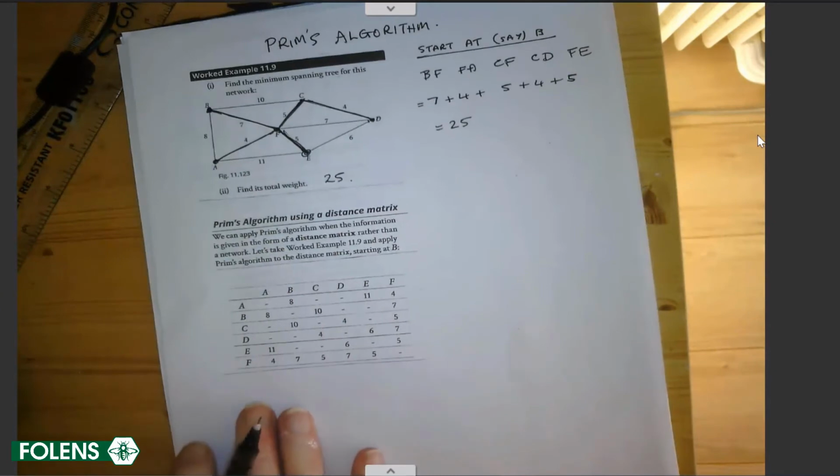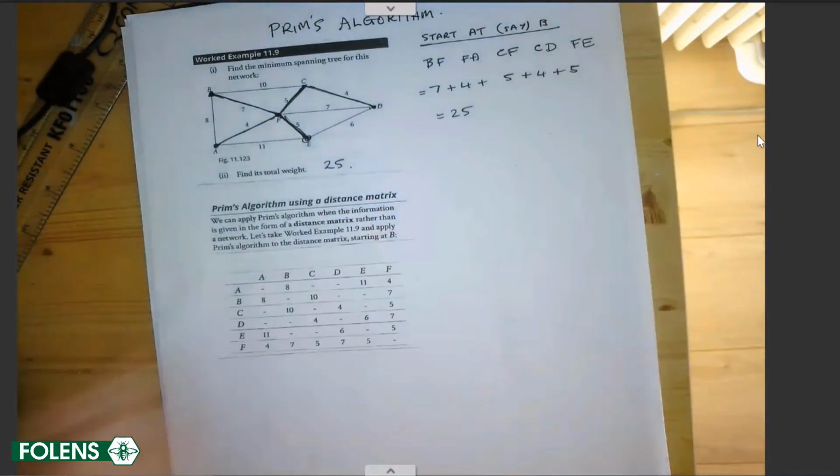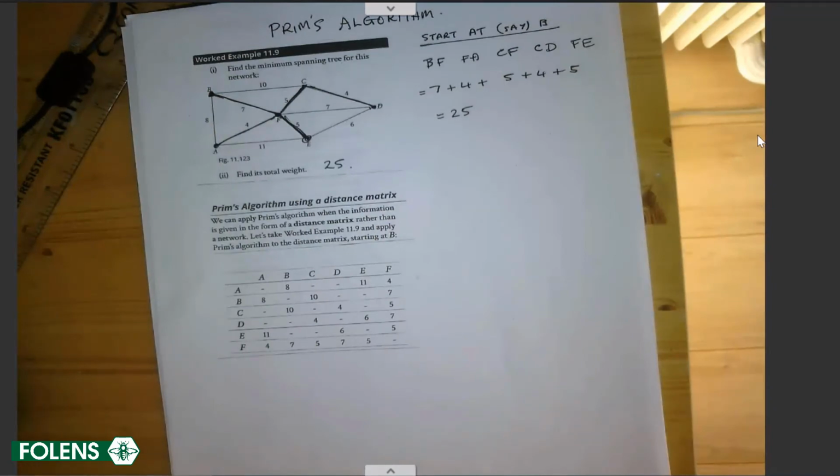They could be units of time, units of money, units of distance. Now, how do you represent that? Well, that would be acceptable. That is Prim's. Now, the difference between Prim and Kruskal is this.